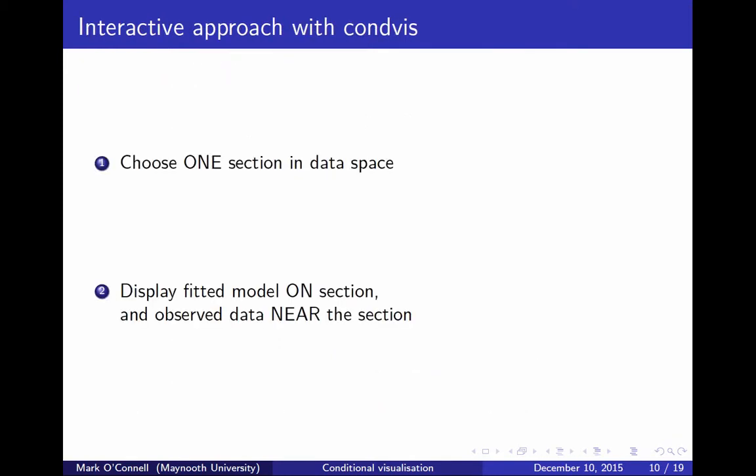So now, what's our approach? We look at one section at a time. We choose each section by interactively clicking on familiar visual data summaries in R. We then visualize the fitted model where it intersects the section and show observed data points near the section. We give a little more meaning to near by using a distance measure between the section and the observed data point.